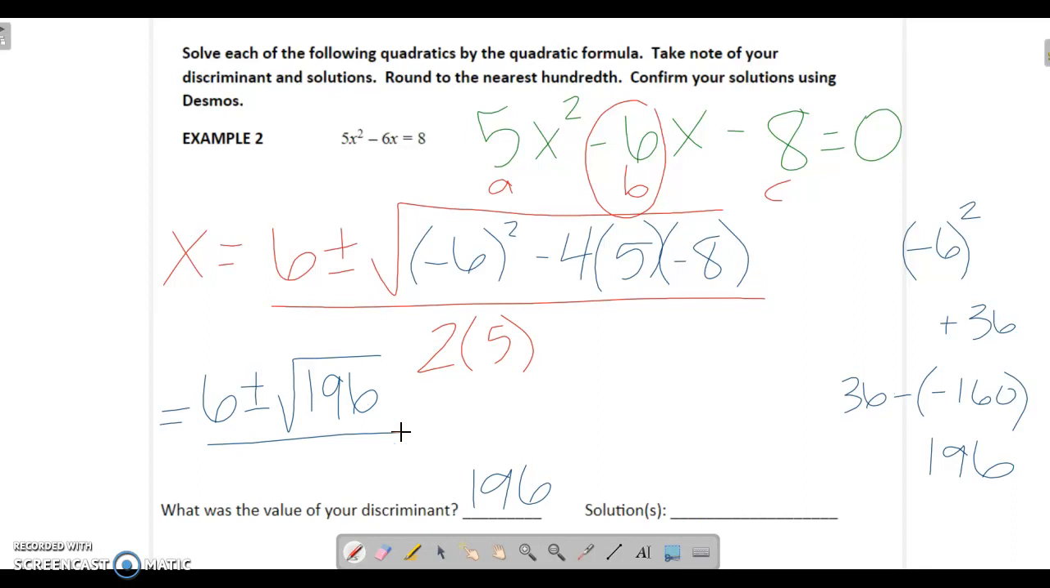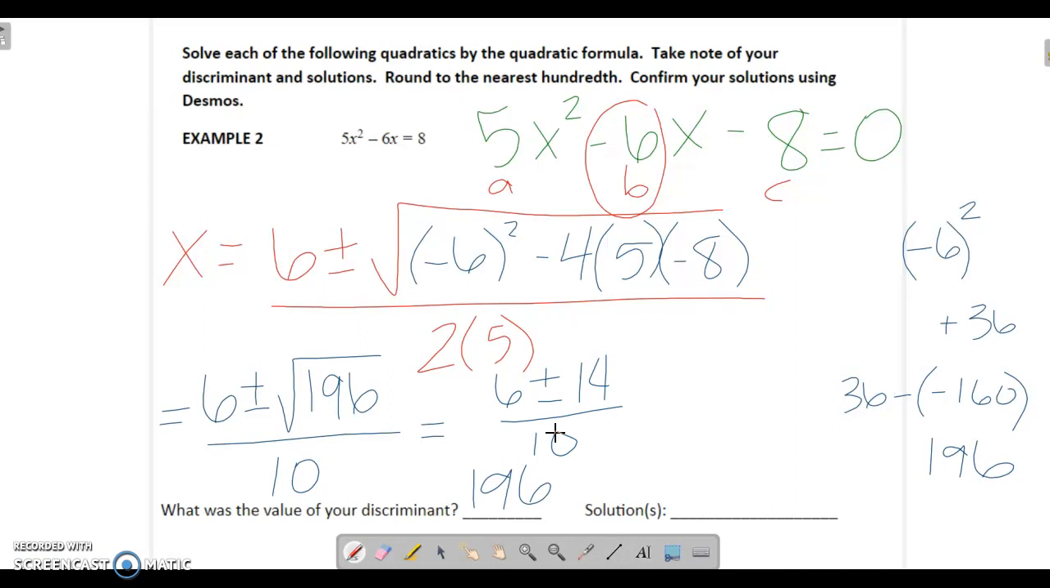All of that divided by 2 times 5 is 10. Well, the nice thing about 196 is that it's a perfect square. We know the square root of 196 is 14. So our two answers come from doing 6 plus or minus 14 divided by 10. So let's think about that.